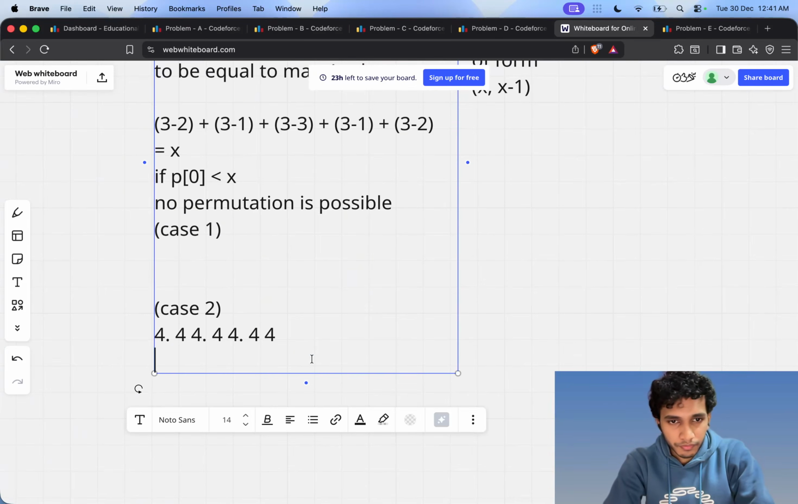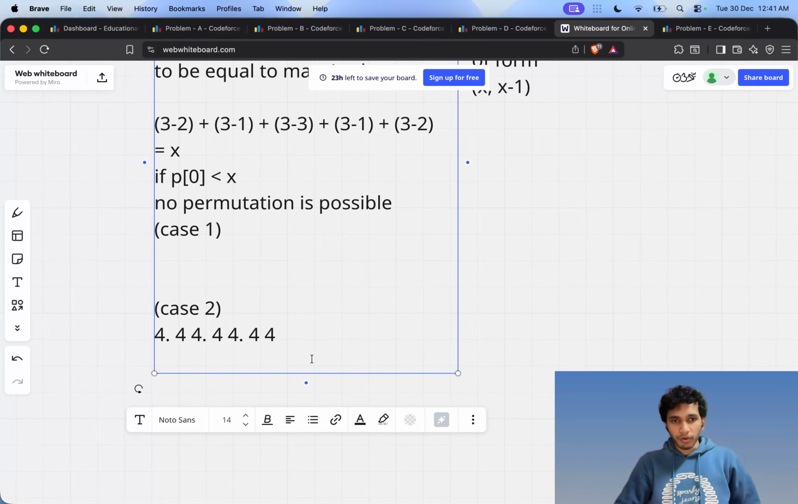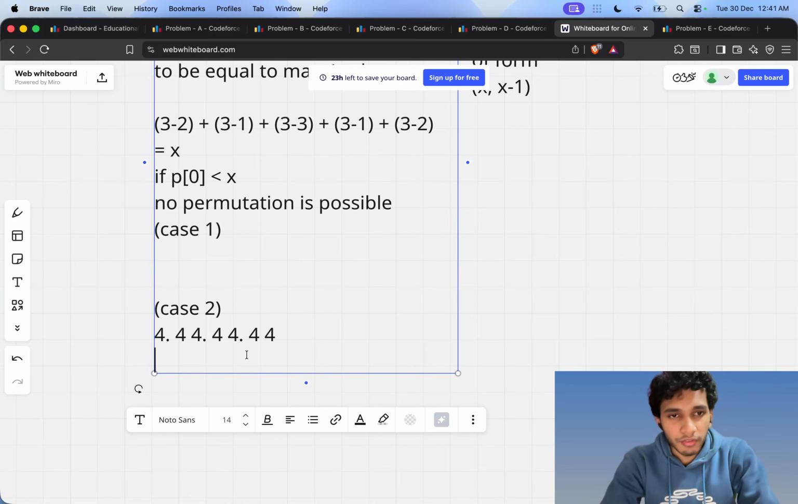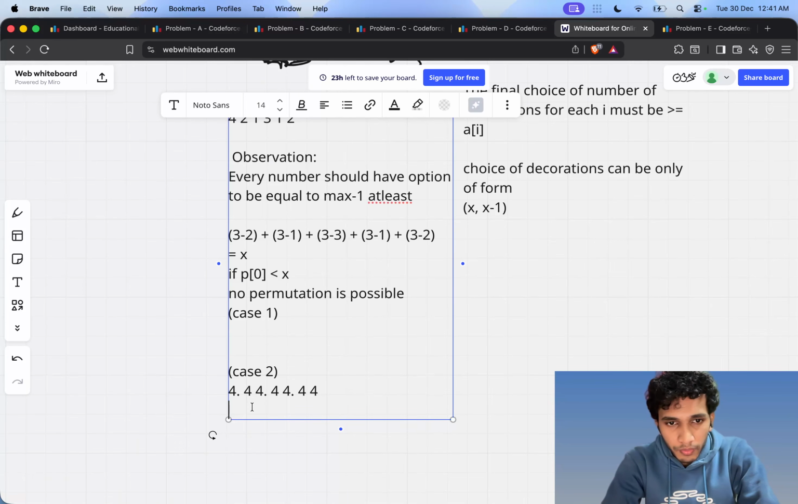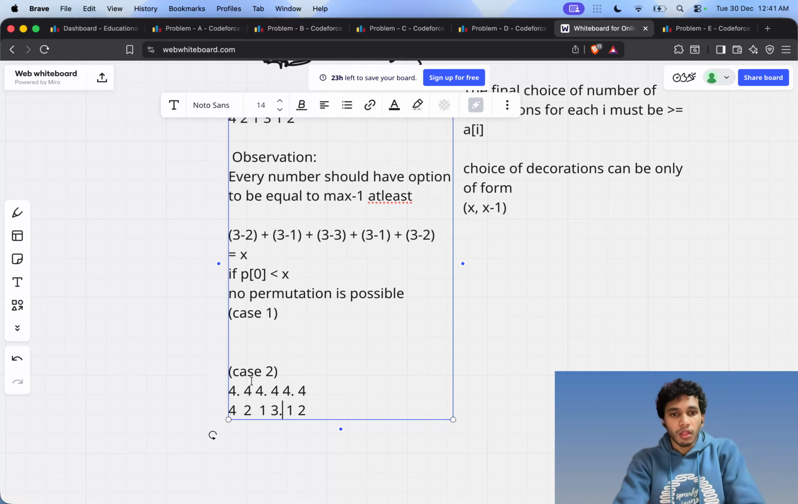How? If everyone can reach up till 4, then whatever permutation you have, here we had 4 2 1 3 1 2, we are sure that we can reach up till this particular scenario.